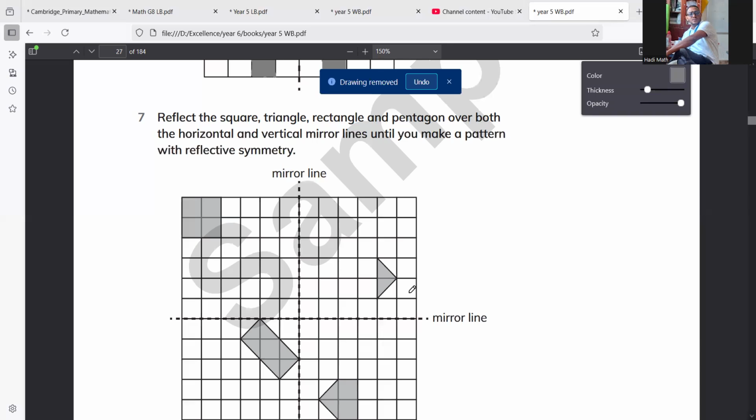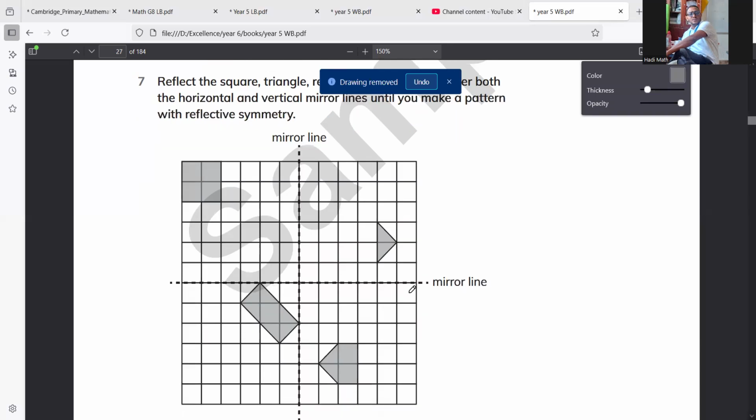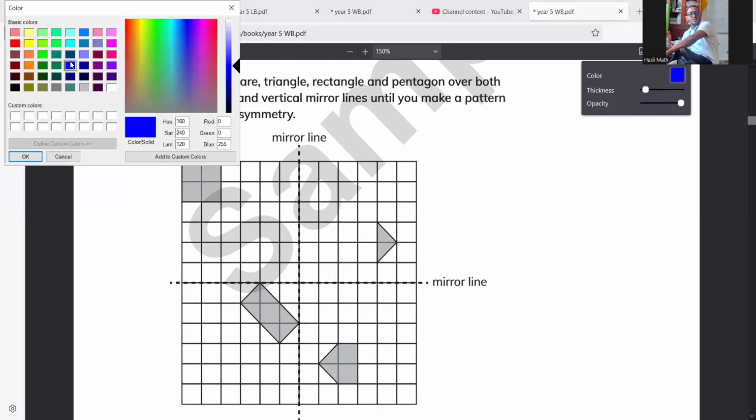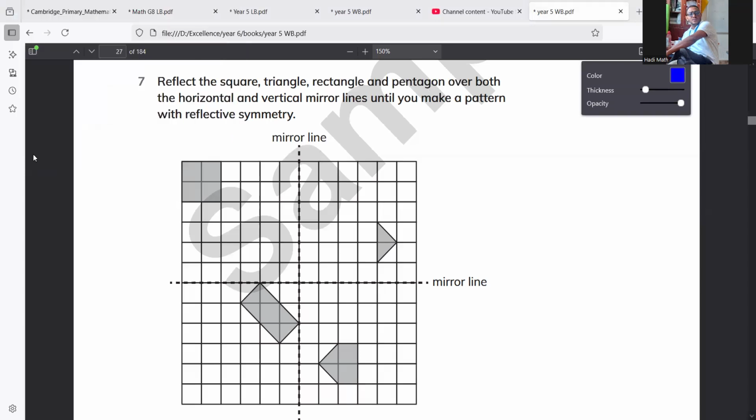The question after asks you to reflect the square, triangle, rectangle, and pentagon over both the horizontal and the vertical mirror lines until you make a pattern with reflective symmetry. Okay, let's do it with a different color, so it could be very clear for everyone in this class or everyone who will watch this video. Let's make this square with a green color or with a blue color.